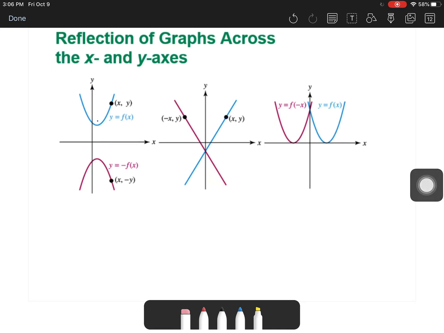Okay, just some examples here. We can see this first one. We have, here's our x-axis. Obviously, it's a reflection across the x-axis.